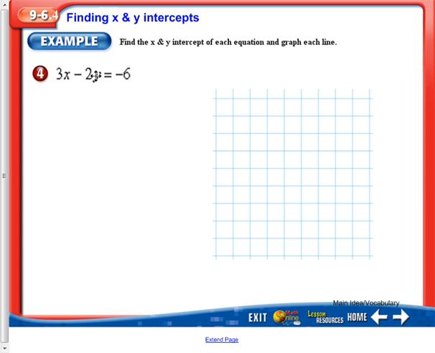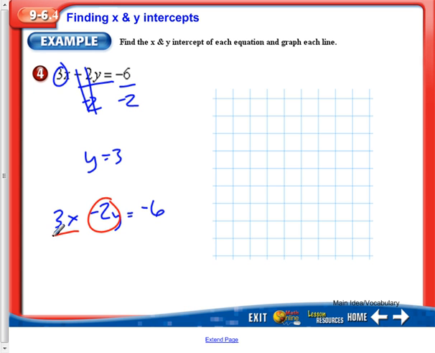I'll show you why. Let's find the y-intercept. When we want the y-intercept, x is 0. So let's just put a 0 there. All we have to do is divide by -2 on both sides, and then this cancels, and so y equals 3. So the y-intercept is 3. Now let's rewrite that. It was 3x minus 2y equals -6. Now let's solve for the x-intercept. So y is 0, and we're going to divide by 3.